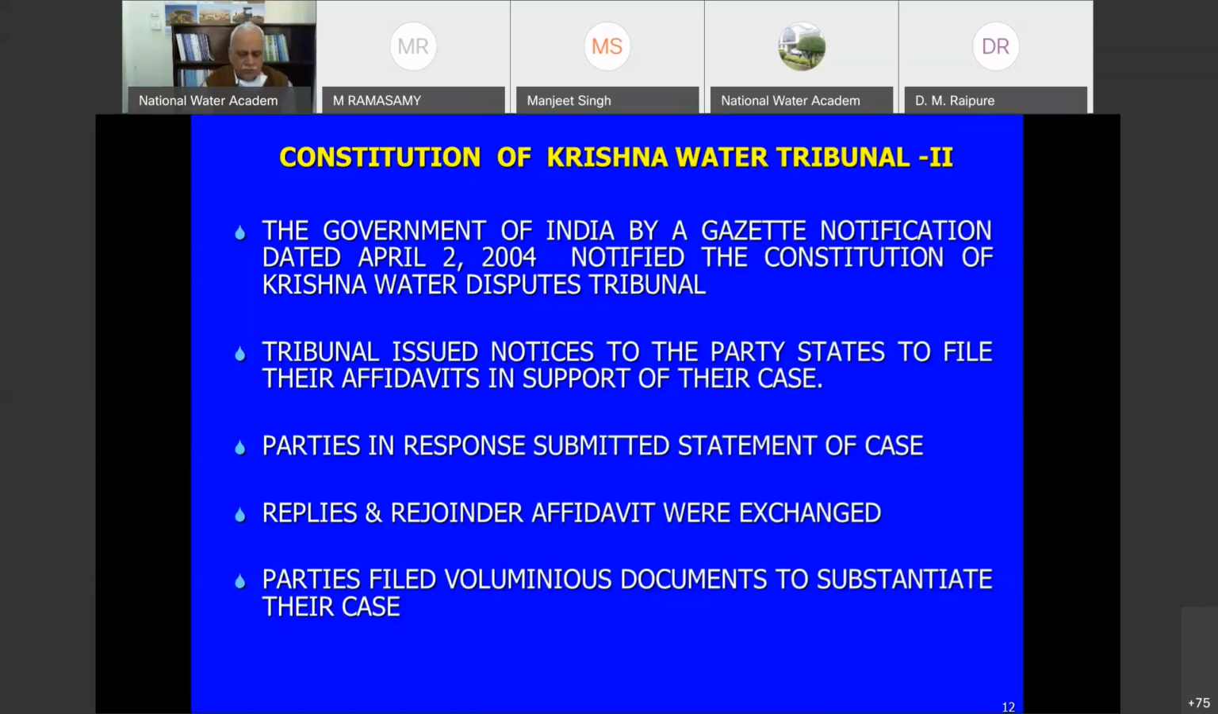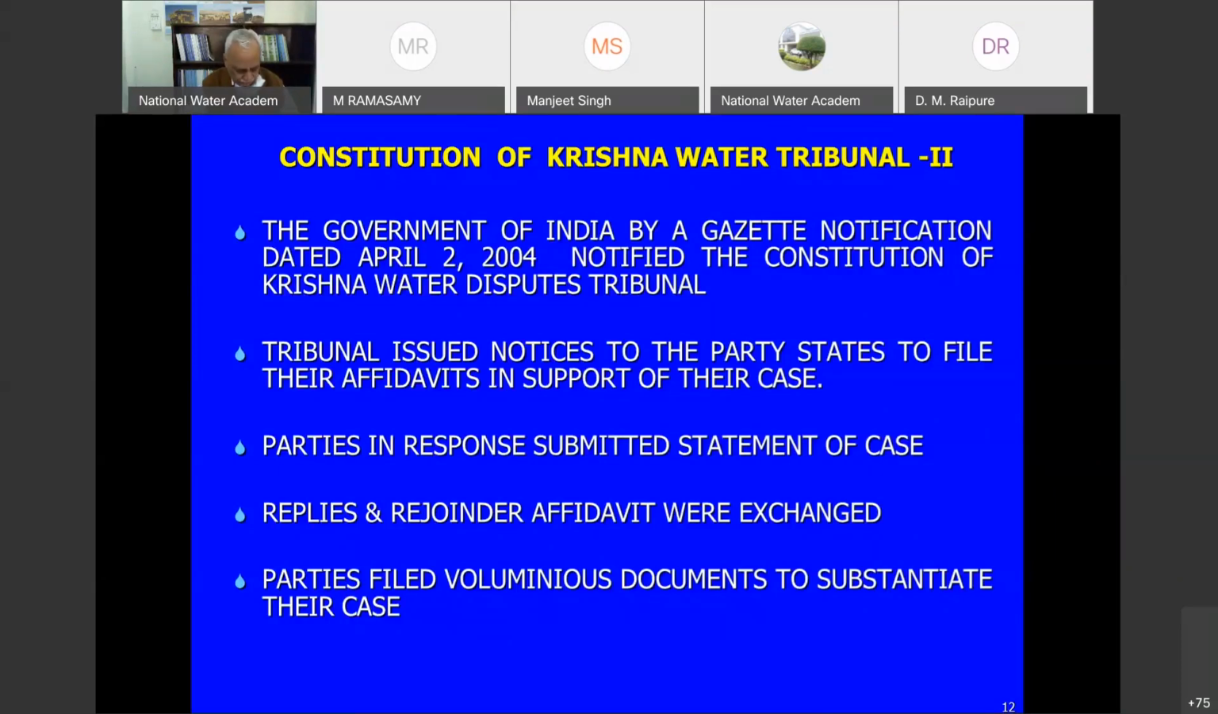In 2002, the central government introduced an amendment to section 4 of the ISWDT Act, in which they made a proviso under section 4, introducing that, provided that any dispute settled by a tribunal before the commencement of the Interstate Water Disputes Amendment Act, 2002. This is a very important proviso made in the Act in 2002.